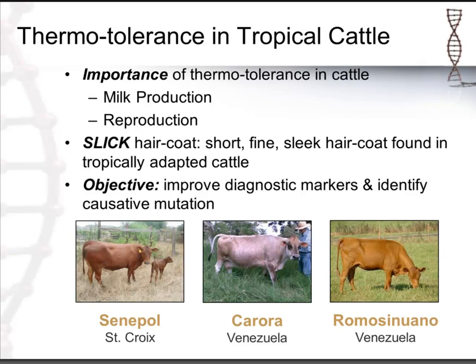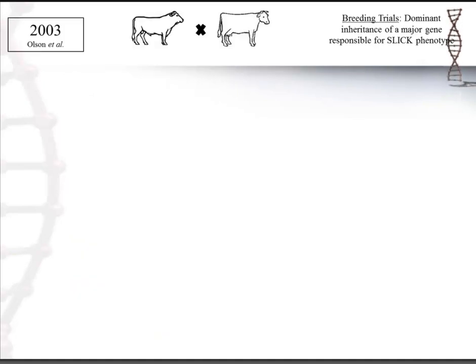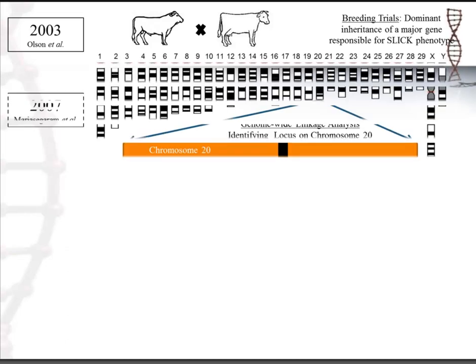The objective for us was to improve the diagnostic markers for the slick hair coat and to identify the causative mutation. A little bit of background: research on the slick phenotype started back in 2003 with Olson and collaborators conducting breeding trials. Through these breeding trials, predominantly on Senepol cattle with a few Romosinuano, as well as crossing these to Holstein and Angus cattle, they were able to determine that this phenotype has a dominant mode of inheritance and was thought to have a single major gene responsible for the slick phenotype.